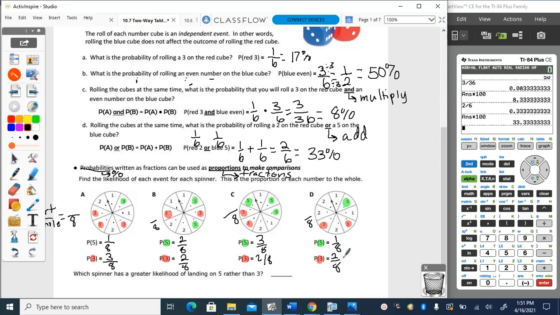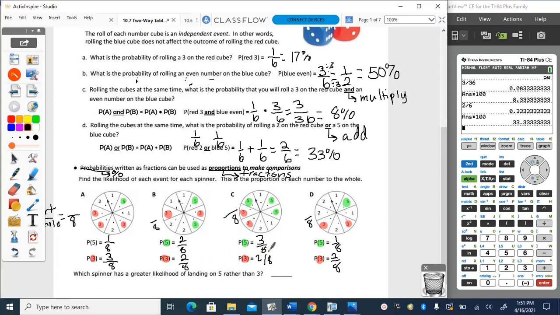So now it says, which spinner has a greater likelihood of landing on a 5 rather than a 3? So we found the probability of landing on a 5 and on a 3 for each one. So when we're comparing these, we just want to see which one has the higher numerator. So on the first spinner, we have 1 and 3. 3 has a higher likelihood. On the second spinner, we have 2 and 2. They have the same likelihood.